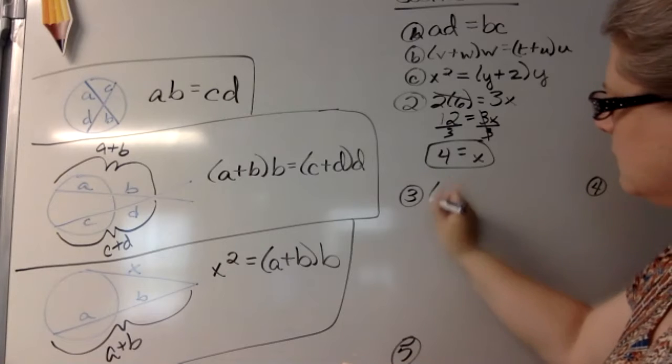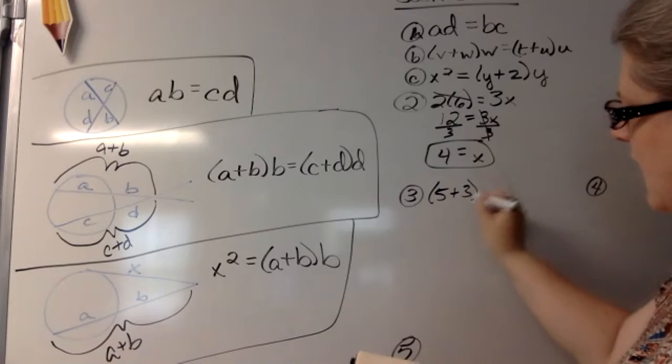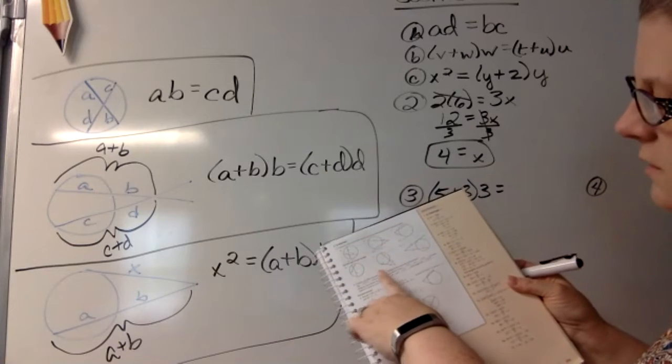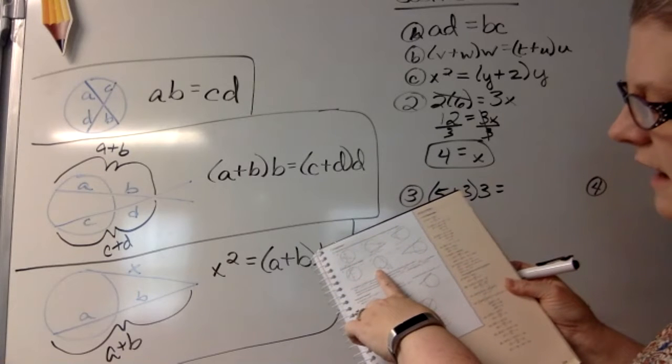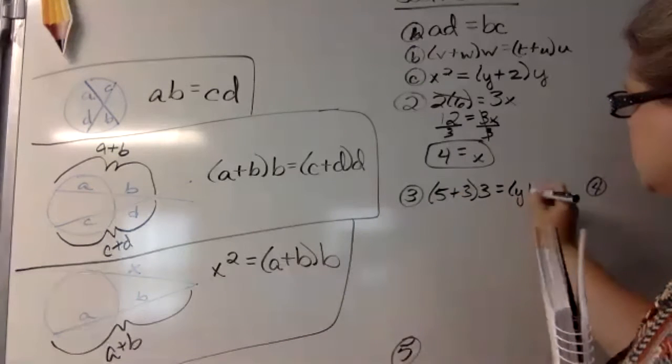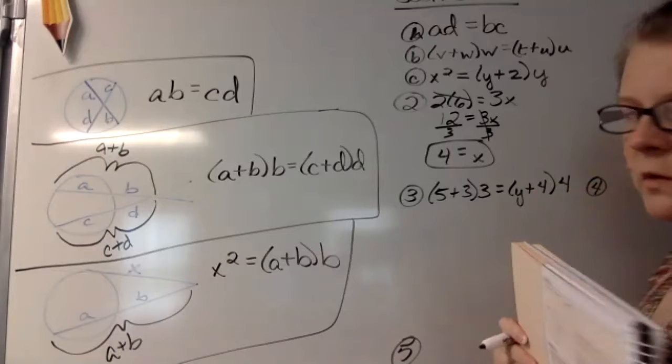Okay, and that's going to be times the 3 that was on the outside, right? Now for the other one, I've got y plus 4, because that's my 2 pieces of my secant, and then it's times the 4 that was on the outside.